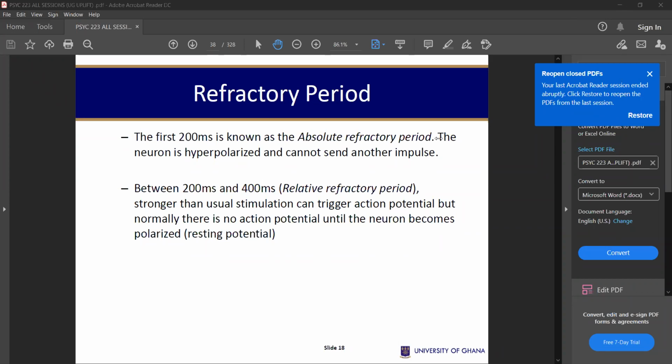But in a situation whereby it moves to an absolute refractory period, then it means we've used what? Anesthesia to cause numbness. So even when you cause pain, the person wouldn't feel it. That's the essence. So in his situation, he was using pain as an example to explain action potential and refractory period. Okay.